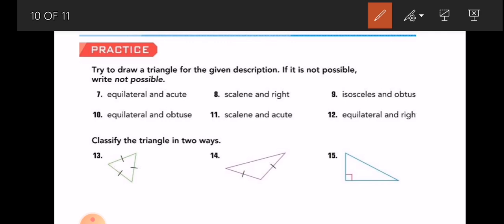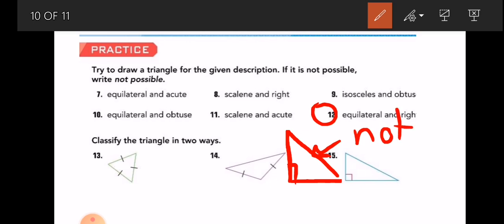Now I want to do number 12, equilateral and right. Can we draw equilateral and right angle? No. If you draw a right angle, this is the right angle, yes, and I want to close it. The third side will always be greater, so it cannot be equilateral. It can be isosceles but cannot be equilateral. So this one is not possible. I cannot find a right triangle with the three sides the same.